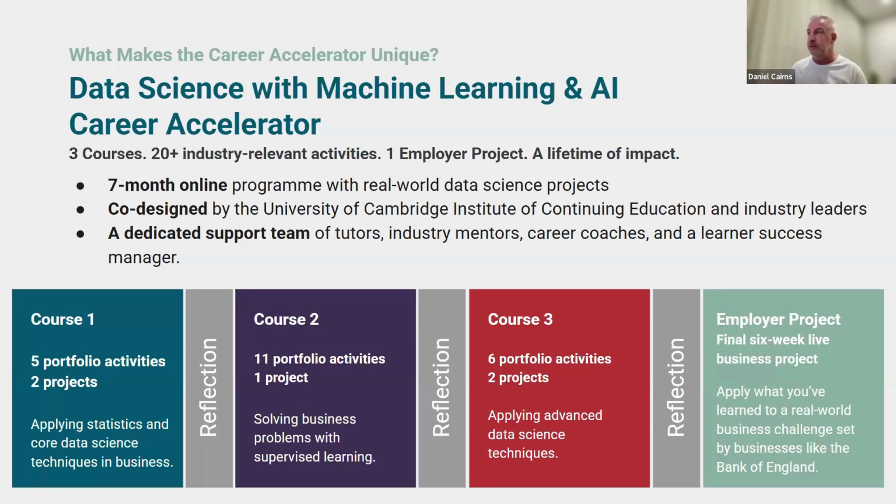As you can see, course 1 contains those 5 portfolio activities and 2 projects. Course 2 contains the 11 and the 1. Course 3 is more in depth, actually. It goes a bit longer. That contains the 6 portfolios and 2 major projects. And then there's the live employer-facing project at the end with the Bank of England or one of our other industry partners.